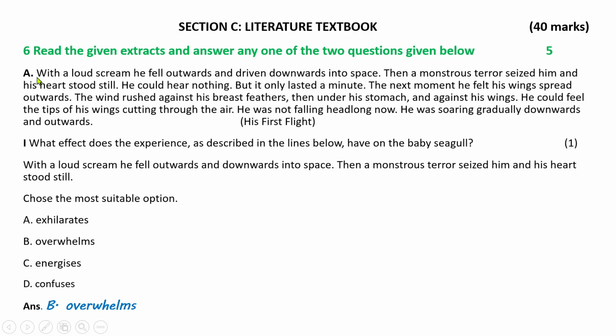The first extract: With a loud scream, he fell outwards and downwards into space. Then a monstrous terror seized him and his heart stood still. He could hear nothing, but it only lasted a minute. The next moment he felt his wings spread outwards. The wind rushed against his breast feathers, then under his stomach, and against his wings. He could feel the tips of his wings cutting through the air. He was not falling headlong now. He was soaring gradually downwards and outwards. This extract is from his first flight.